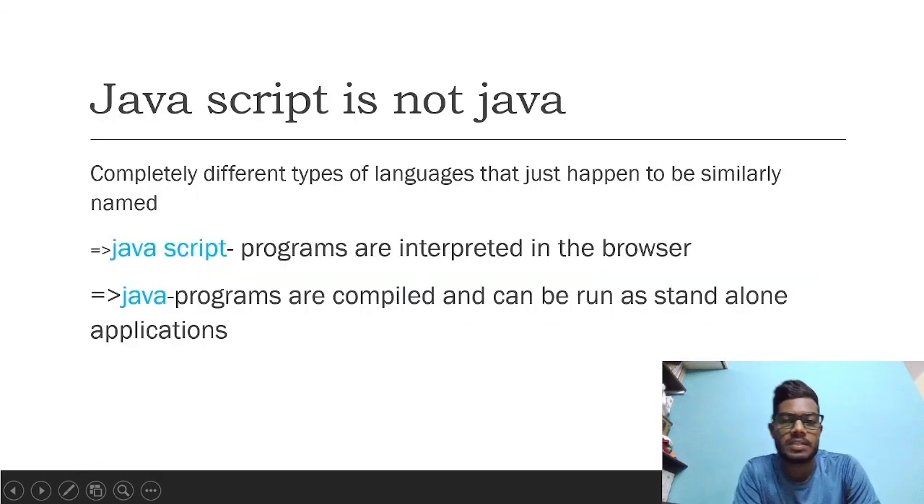Next, JavaScript is not Java. JavaScript is not the same as Java. They are completely different types of languages that just happen to be similarly named. JavaScript programs are interpreted in the browsers. The programs which are interpreted in the browsers are called JavaScript, whereas programs which are compiled and can be run as standalone applications are known as Java.